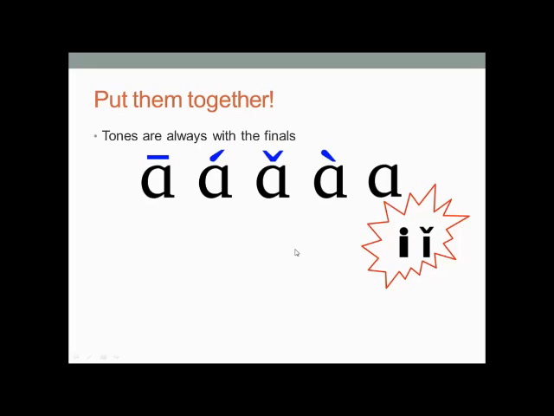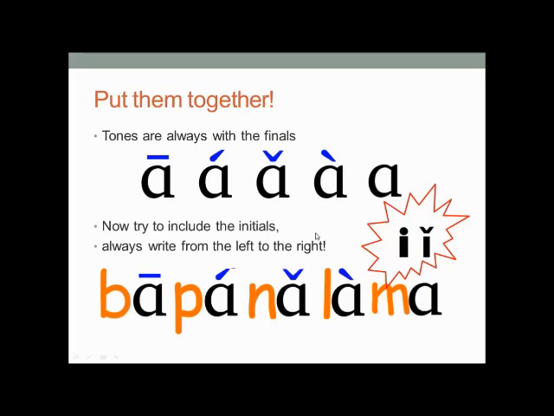Now let's try to include the initials. Remember, while writing Chinese pinyin, it's from left to right. You write the initials first, and then you write the final. When you have the finals, you mark the tones on the finals. So let's try to pronounce initial, final, and tone together.